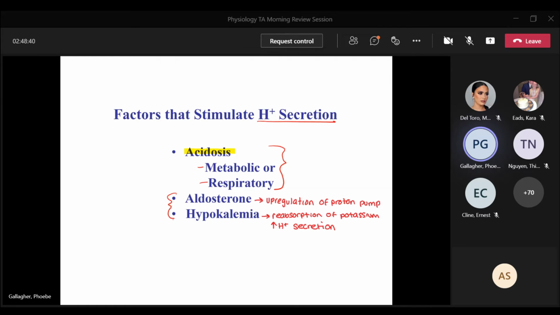These are going to kind of work together. So they're indirectly related to each other. And both of them are also going to stimulate acid secretion, even though they are kind of more ambiguous. Like you can't really think of it as, it's not as obvious, I guess. So aldosterone is going to upregulate your proton pump, and that's going to help pump out more acid. And then hypokalemia is going to allow for reabsorption of more potassium so that you wind up pumping out more protons because of the potassium proton pump. So we'll look at that.